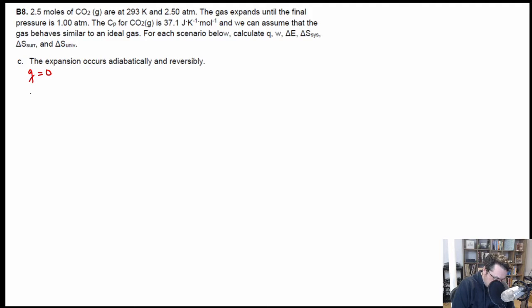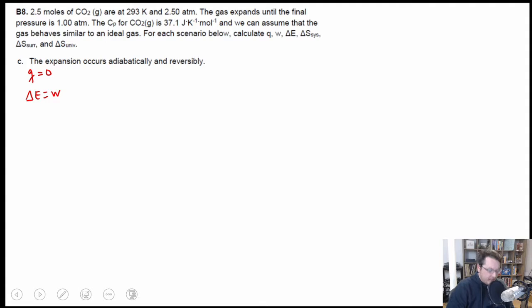And so that tells us that delta E is going to be equal to W in this case. So all we have to do to calculate delta E is calculate the work. Straightforward, pretty easy peasy. Or alternatively, we can simply use the definition, where to calculate work, all we have to do is calculate delta E. So it's going to be a pretty similar process in those cases.